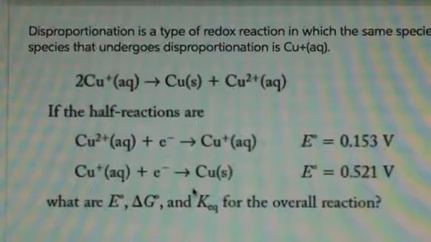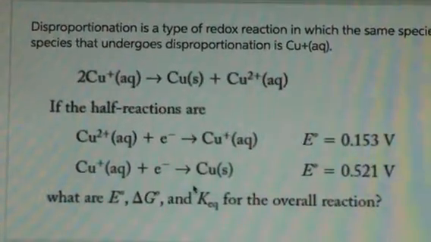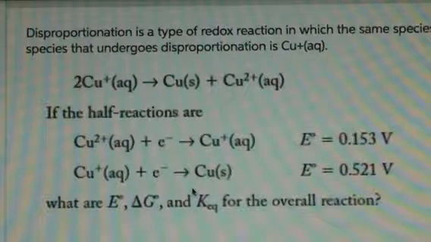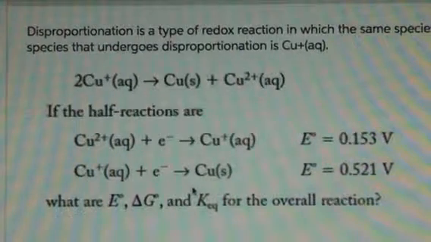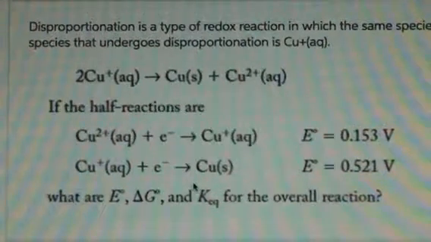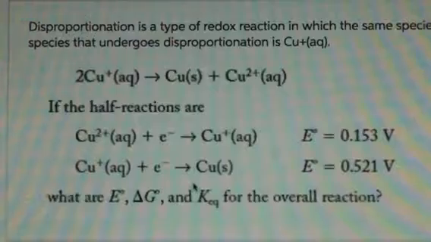Cu2+ gaining 1 electron to give cuprous ion has an electrode potential of +0.153. Cuprous ion gaining 1 more electron to become copper metal has an electrode potential of 0.521. That is more likely to happen.